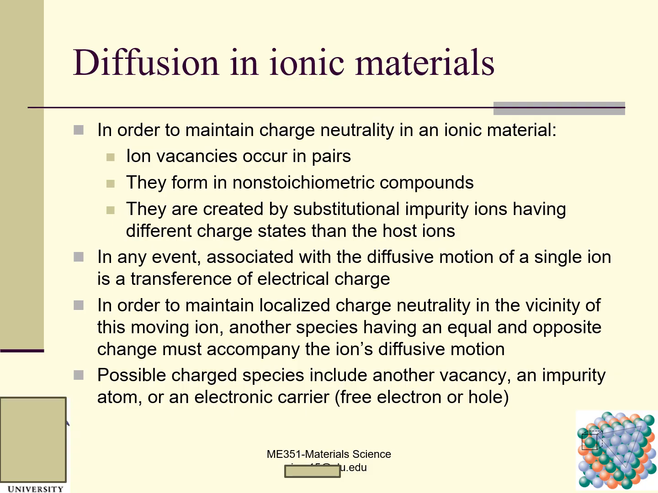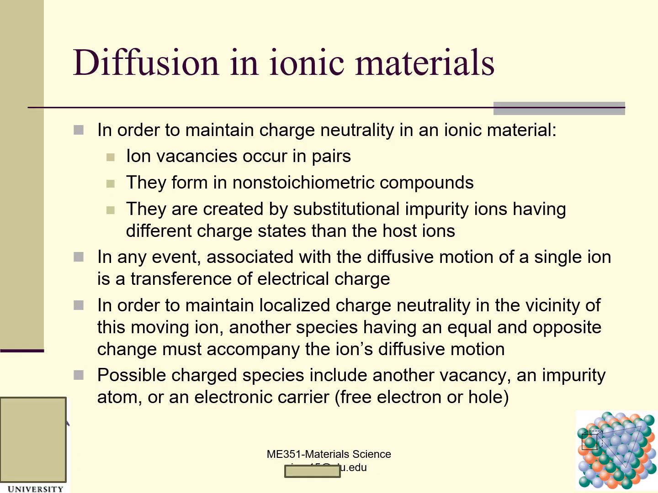And then we talk about diffusion in ionic materials. Diffusion exists not just in metals and metal alloys, but also in these ionic materials, meaning ceramics. In order to maintain charge neutrality in an ionic material, ion vacancies occur in pairs: a cation vacancy and an anion vacancy. If one is missing, another one needs to be deleted as well. And they form in non-stoichiometric compounds.